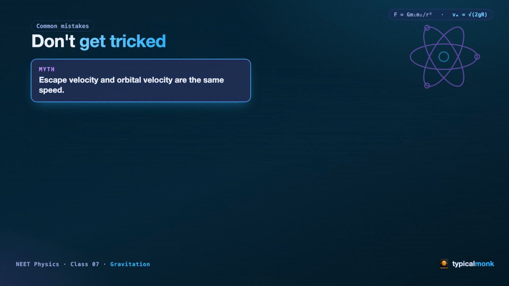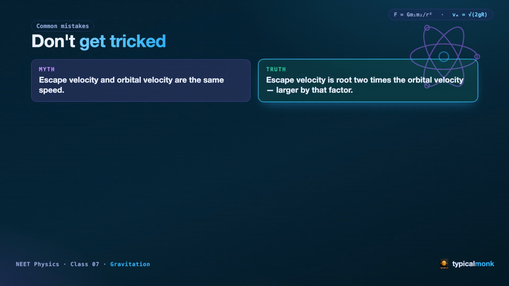Now let me save you some marks. Two myths that trap thousands of students every year. Myth 1. Escape velocity and orbital velocity are the same speed. It feels natural. Both are about staying in space. No? Broham believed this for a whole term. But here is the truth. Escape velocity is root 2 times the orbital velocity, larger by that factor. Circle at orbital speed, multiply by root 2, and only then do you break free.